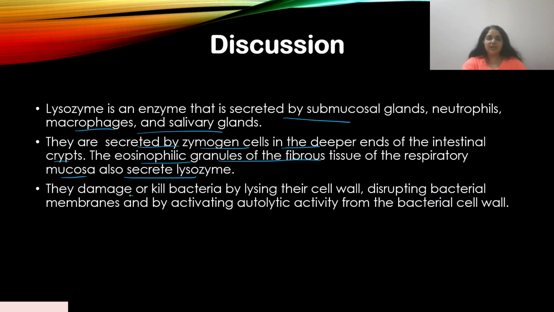Now they damage or kill bacteria by either lysing the cell wall, disrupting the bacterial membranes, and by activating autolytic activity from the bacterial cell wall. So the bacteria kills itself. So it's autolytic activity from the bacterial cell, a certain substance which will kill the bacteria itself. They disrupt the bacterial membranes, they lyse the cell wall. So these are different ways by which lysozyme is very effective in killing bacteria.